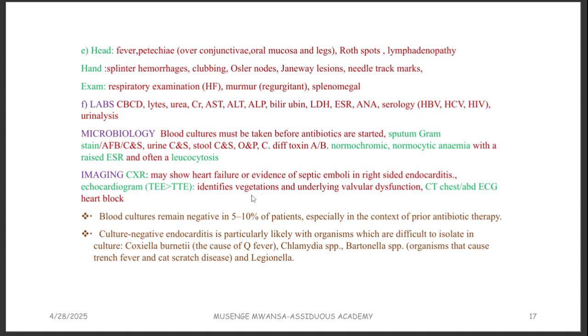Echo identifies vegetations or these masses on the valves. You can also do the CT of the chest, the abdomen, and the ECG. For the ECG, you are trying to look for myocardial infarction or heart block. Microbiology, you do blood cultures before antibiotics are started. You can do a sputum Gram stain just to eliminate other causes, for example this person has got dyspnea and they've got these respiratory features. Maybe they have got TB. Okay, acid fast bacilli, you want to look at that.